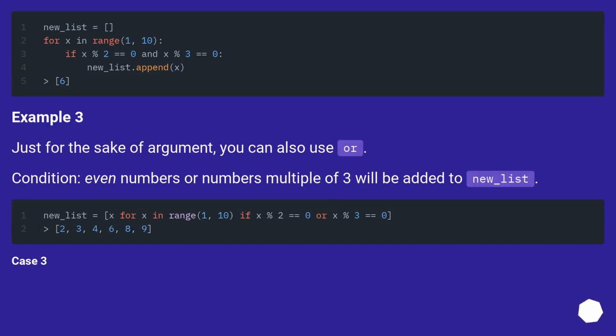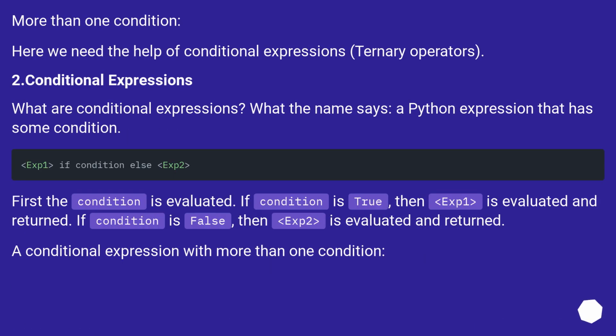Example 3. Just for the sake of argument, you can also use or. Condition: even numbers or numbers multiple of 3 will be added to new_list. Case 3. More than one condition. Here we need the help of conditional expressions, ternary operators.